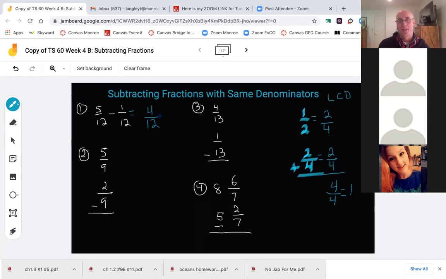Nice to see you. So I would look at these two and go, hey, 4 goes into both the top number and the bottom, the numerator and denominator. So 4 goes into it once, 4 goes into 12 3 times. All right.